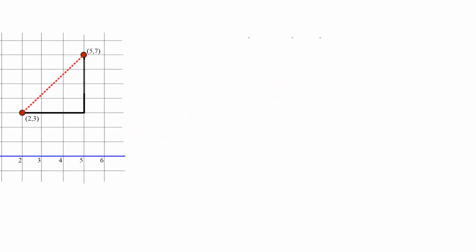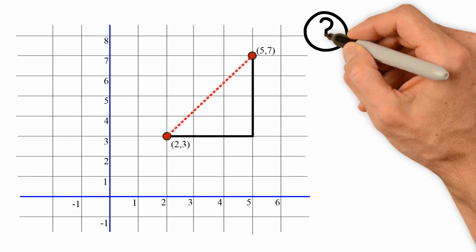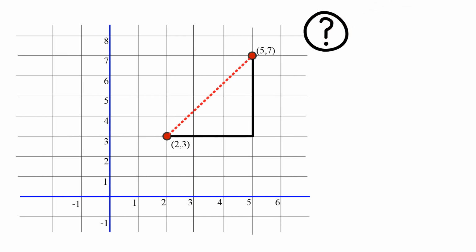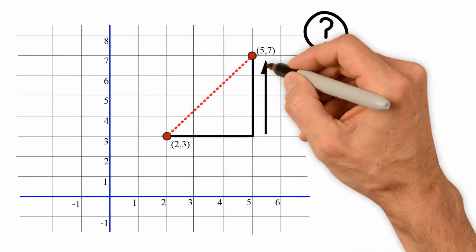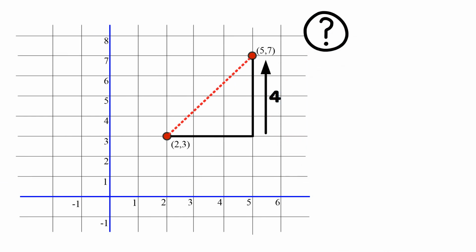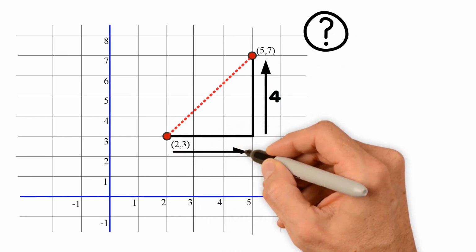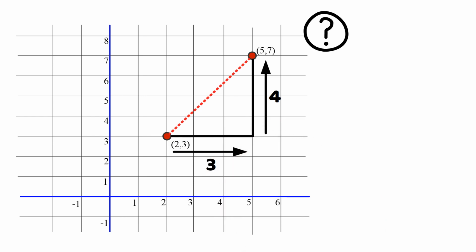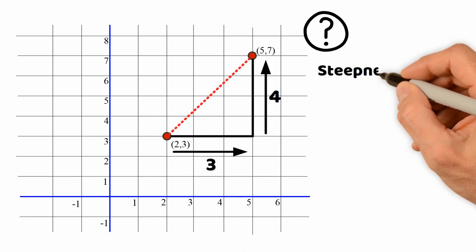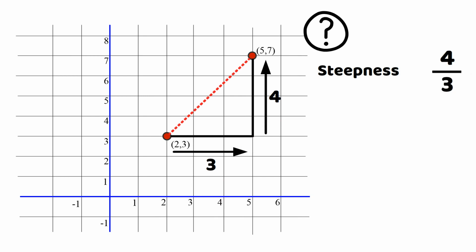Let's return to our two points and the line segment between them. How steep is this line? The rise is the length of the vertical green line. It is 4 units long. And the run is the length of the horizontal green line. It's 3 units long. So the steepness of this line is 4 divided by 3.